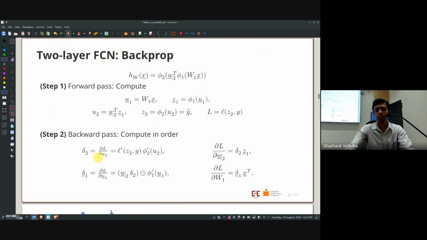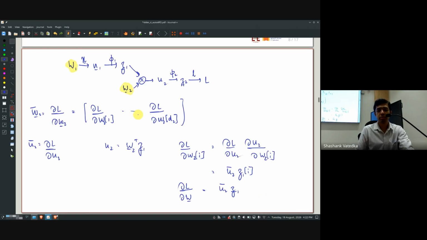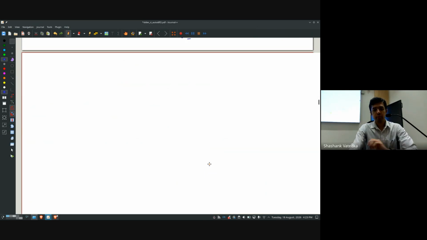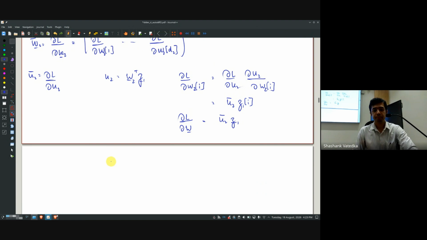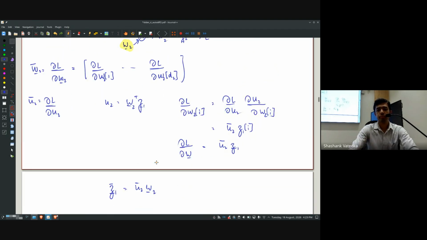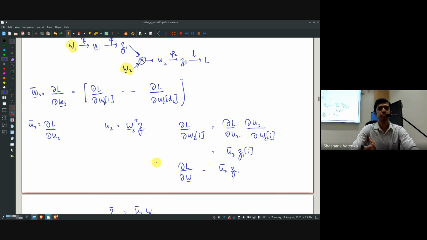Now, similarly, in this case, I've found all of the partial derivatives. I've found Z2 bar, U2 bar, W2 bar. Now, Z1 bar is essentially identical. Z1 bar is just U2 bar times W2. Right? Do you agree with me? Because essentially this function is symmetric in W2 and Z1.